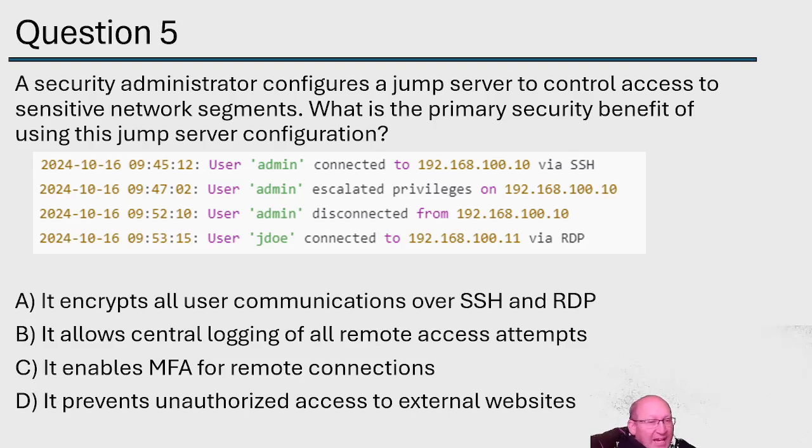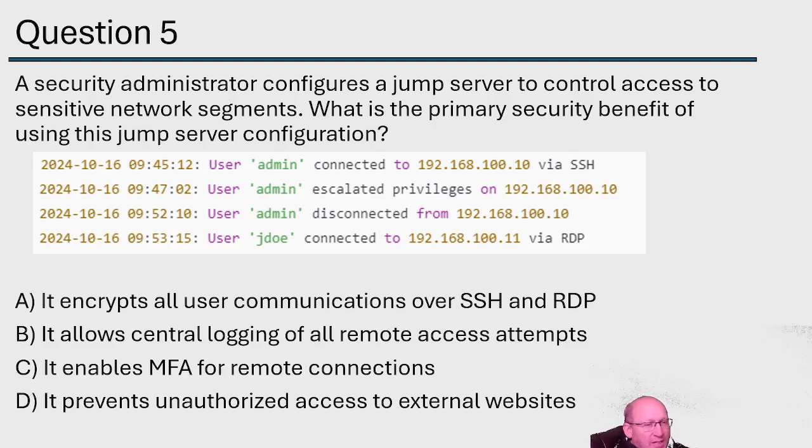A, it encrypts all user communications over SSH and RDP. No, that's not a jump server. I think we covered jump servers again in one of my previous classes last night, actually. So this is a great question for that group. B, it allows central logging of all remote access attempts. Does a jump server do that? It might. I know that a jump server does some other stuff, but does it allow for central logging of all remote access attempts? Is that a feature of our jump server? Maybe. Let's put that one off to the side.